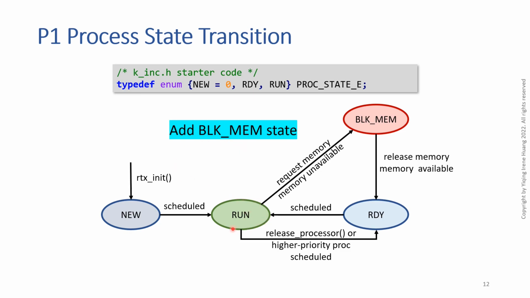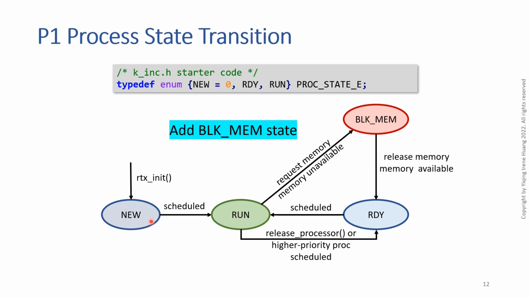So assuming this is the process that is already run, and then I request memory, and there's no memory available, so I'm in blocked memory. But then somebody releases the memory, it becomes available, I become ready. And then release processor can basically make a running process go back to ready state. And also, if I'm in a running state and then a higher priority process gets scheduled, I also go back to ready state.